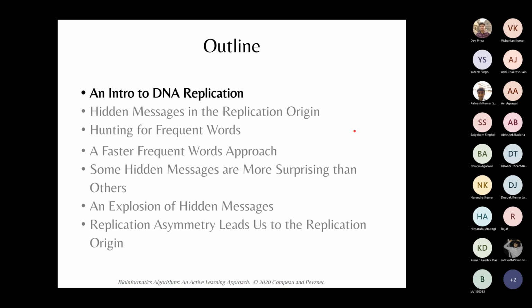Okay, so this is the outline of this module. First, I'll introduce you to DNA replication itself, a few experiments which tell us some information about how DNA replication works. Then I'm going to talk about hidden messages in the replication origin. So basically, how does the cell recognize where to begin replication? Then this is going to segue into an algorithmic problem, which is hunting for frequent words in a stretch of DNA nucleotides around the origin of replication.